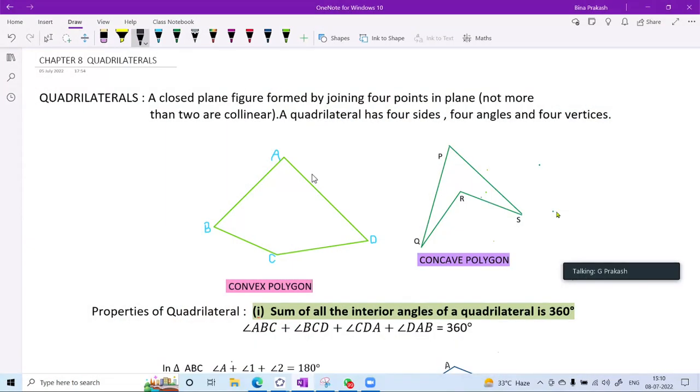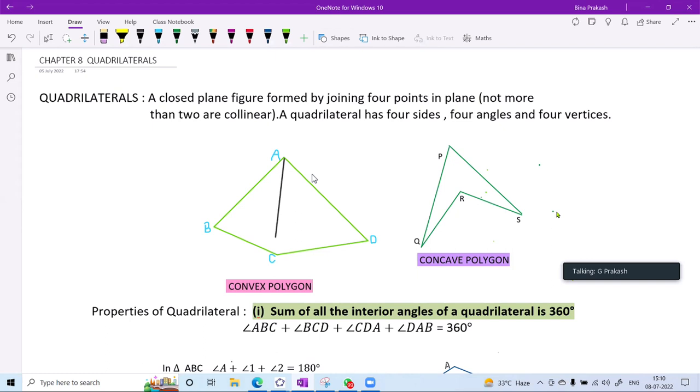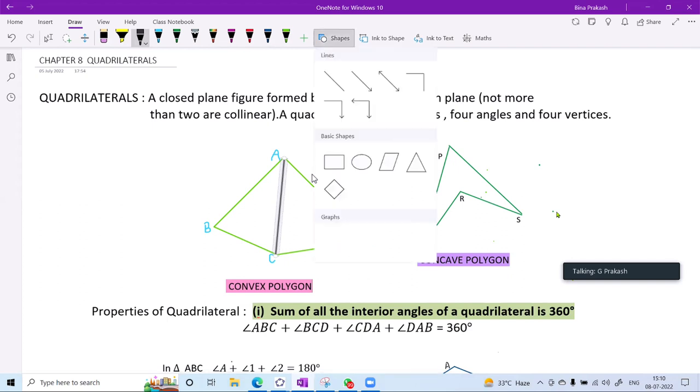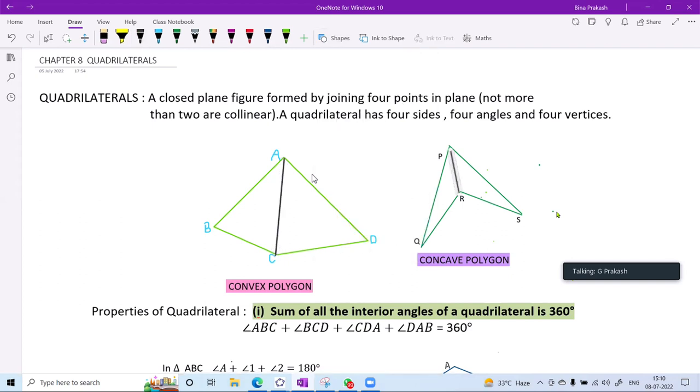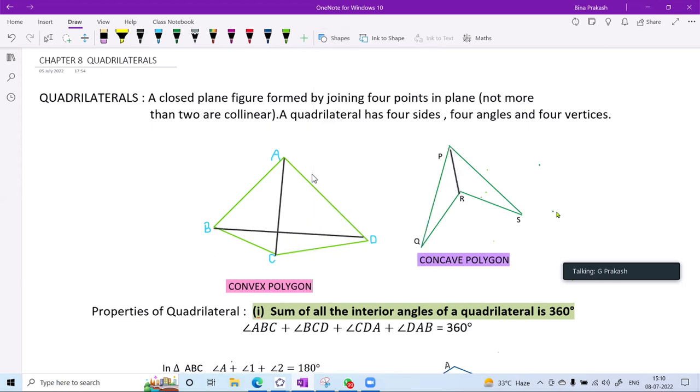Now what difference you can find in the two? The difference is, see, when you join the alternate, that is, we leave one vertex and join the first one with the third one, then that line segment that we get is known as a diagonal. Fine? So when you join P to R, we find that this is one diagonal. Now, how do we distinguish between a convex polygon and a concave polygon? When you draw the diagonals, we make sure that they lie inside the polygon. Like here, you have both the diagonals lying inside.